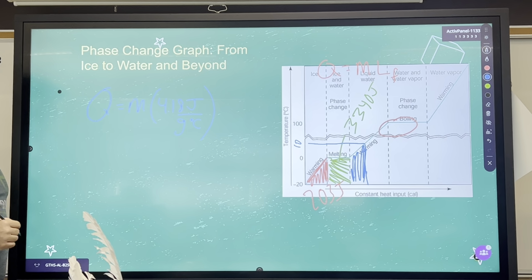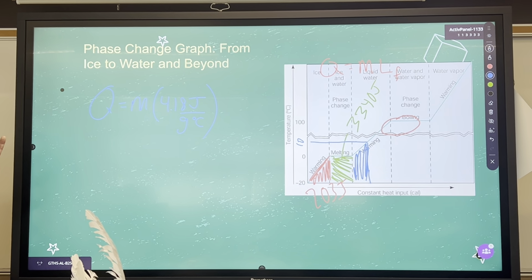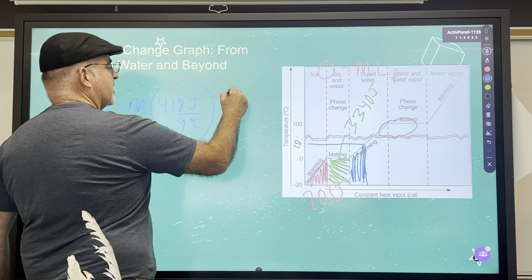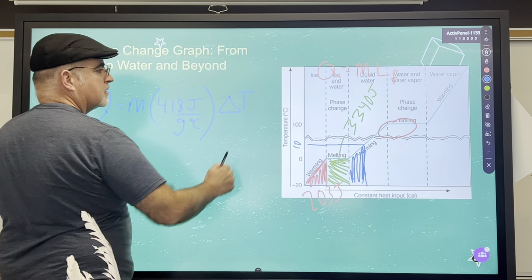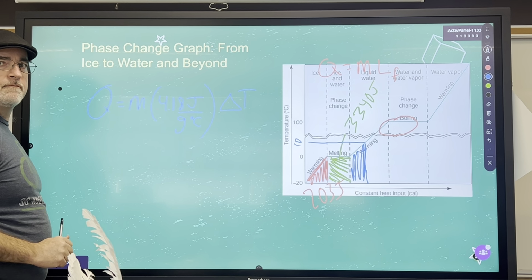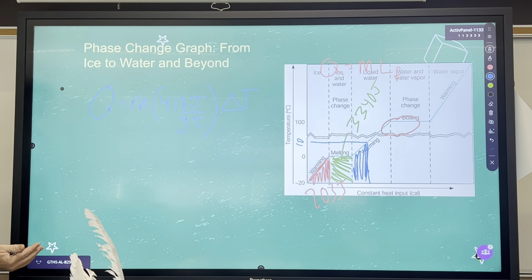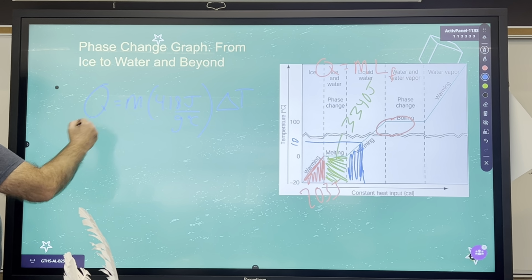What is our change in temperature? What are we going up to once all the ice melts? 10 degrees. So then what does our delta T equal? Delta T equals the change in temperature. What is that though? 10. Yes. So our mass is what?